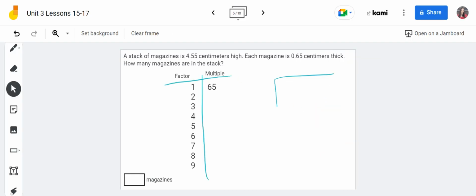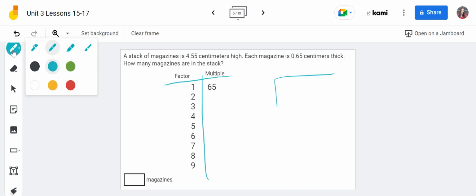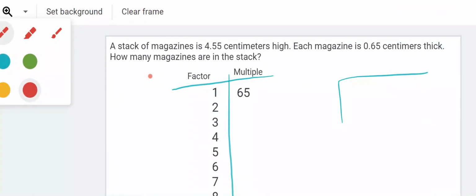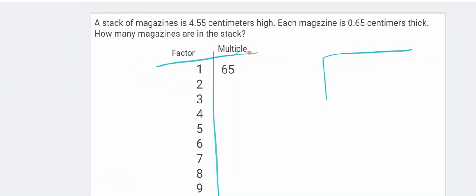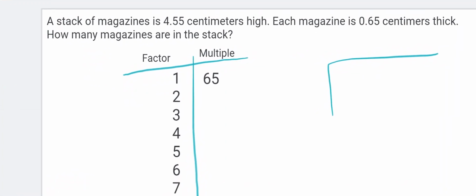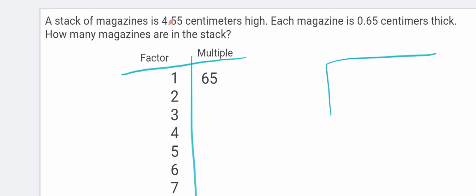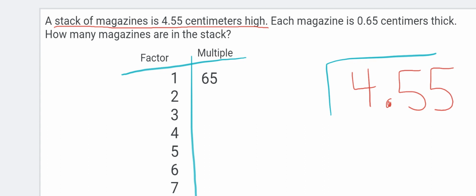Okay, so now that I know the operation, again, I do have to remember that I always start with what I have. So what is the height of the entire stack? How tall is the entire stack of magazines? That's right. The stack of magazines is 4 and 55 hundredths centimeters high. So this is my dividend. So I have to place 4 and 55 hundredths as my dividend. And then I know my divisor is 65 hundredths.